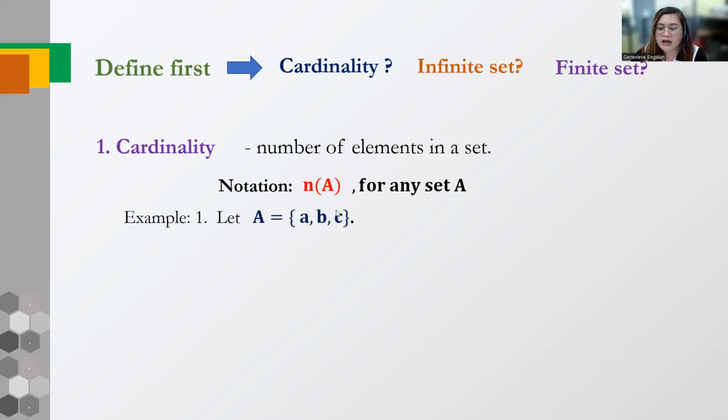So for example, we have set A containing A, B, C. So pila man ka buok ang sulod. So you have 1, 2, 3. So n of A is equal to 3.